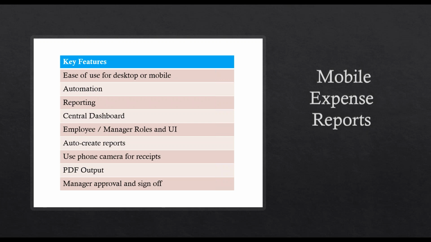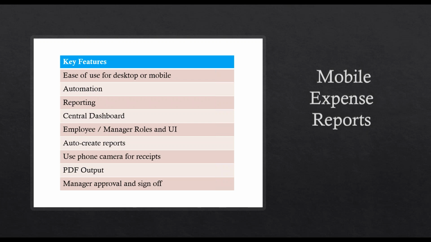We want some automation in here. We'd like to have email alerts go out to request approval, also to notify users when expenses are approved, things like that. We'd like some basic reporting, PDF output, for example, when the expense process is complete. We'd like to have a nice, easy to use dashboard.